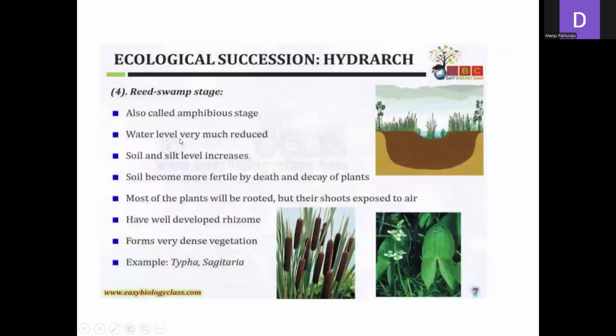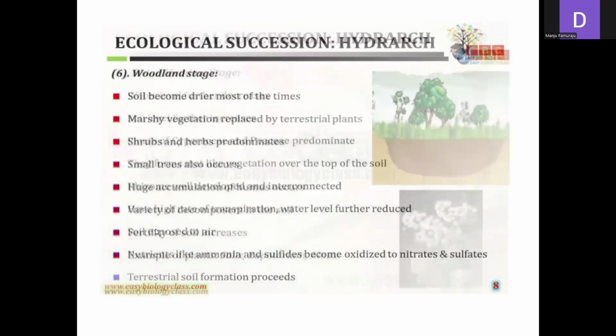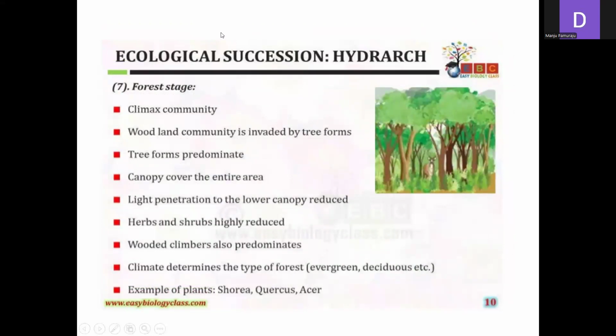Next is the reed swamp stage, also known as the amphibious stage. Here examples are Typha and Sagittaria. Next is the sedge meadow stage, with main examples being Cyperaceae and Poaceae members. Next is the woodland stage, where the soil becomes drier, and the examples are Salix, Eupatorium, and Alnus. The final stage is the forest stage, and the main examples are Shorea, Quercus, and Ficus. So this is about the ecological succession of Hydrarch.